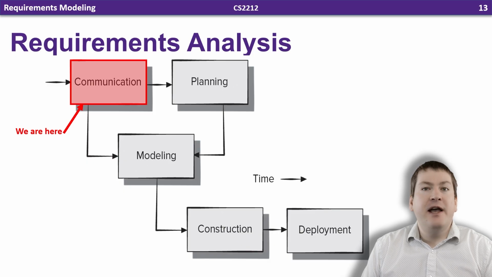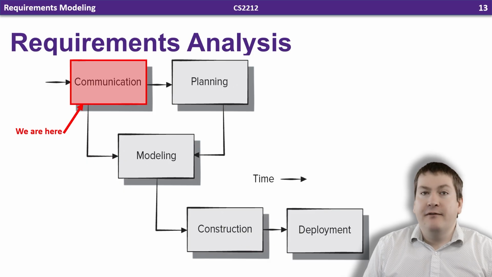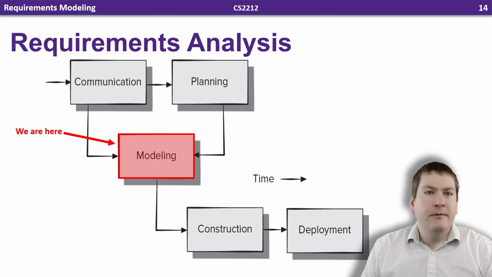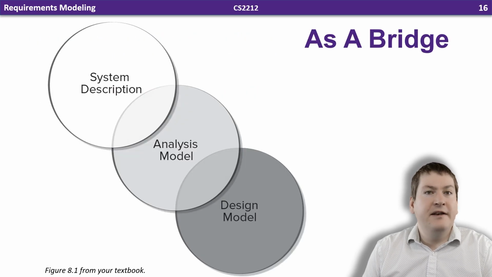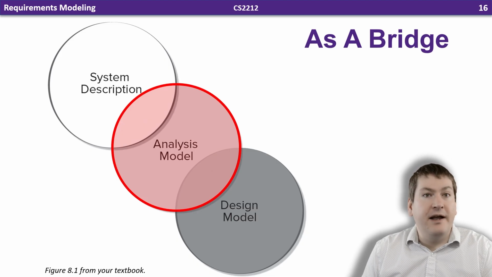The idea here is that we have completed the communication activity, we have our requirements, and now we're starting to model these requirements into something we can use to build our software. This is very much the modeling activity. This requirements model we are developing will take us from a system-level description, that is, a description of the software's functionality, and provide us with information that can be translated into architectural, interface, and component-level designs later in the project. This analysis model acts as a bridge between the system description and our future design model.